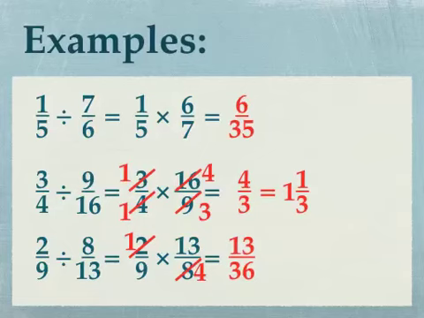Be careful here. This is in simplest form. You cannot reduce it. 13 is a prime number, which means only 1 and itself can go into it. And then 36 is not divisible by 13, so I cannot simplify this any further.